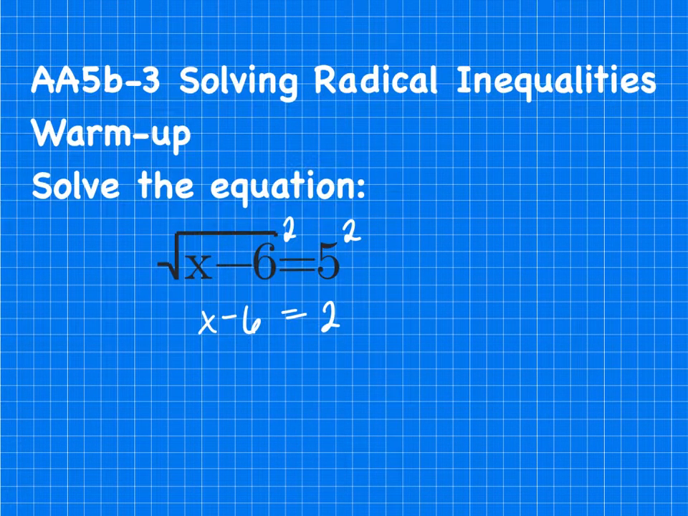So finish my thought over here. This was 25, so 5 squared is 25. Then I just need to get x alone. So I'm going to add 6 to both sides. So x equals 31. So that's solving a radical equation.